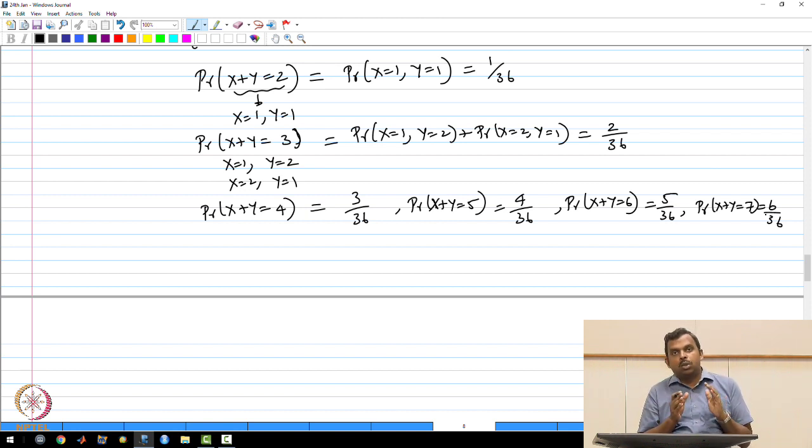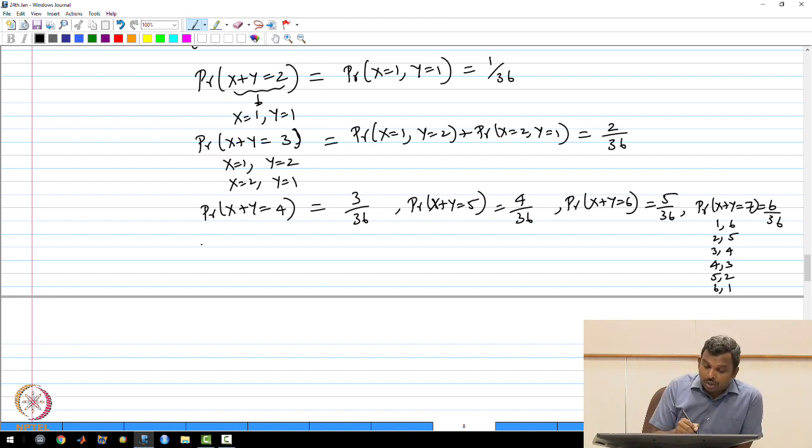Let me repeat this. For x plus y equal to 7, you have the maximum possibilities: 1, 6; 2, 5; 3, 4; 4, 3; 5, 2; 6, 1. So these are the 6 possibilities for x plus y equal to 7.